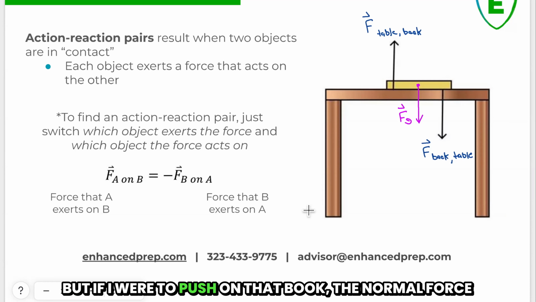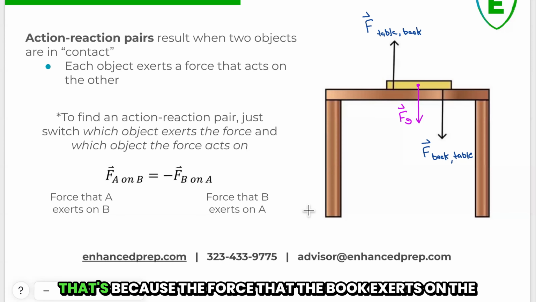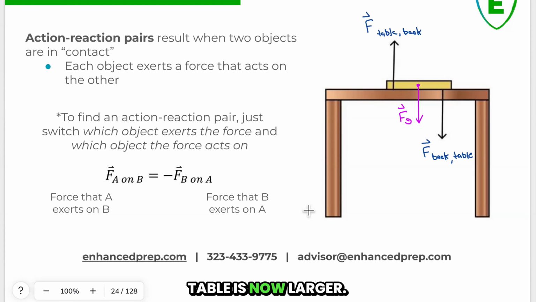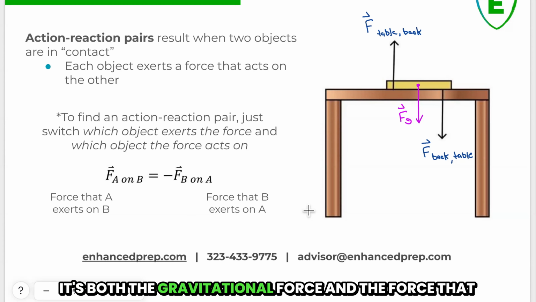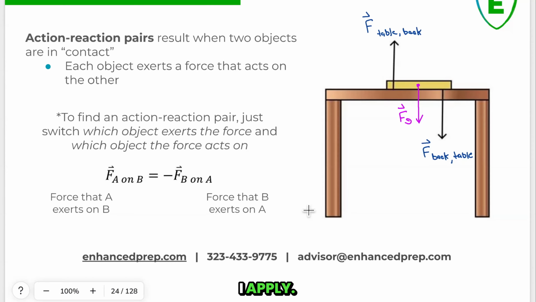But if I were to push on that book, the normal force increases. That's because the force that the book exerts on the table is now larger. It's both the gravitational force and the force that I apply.